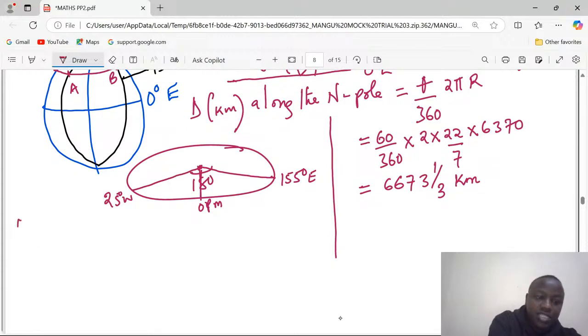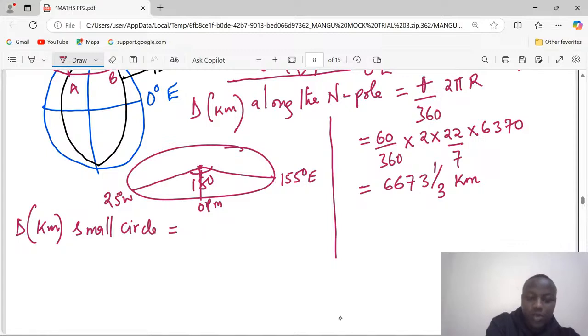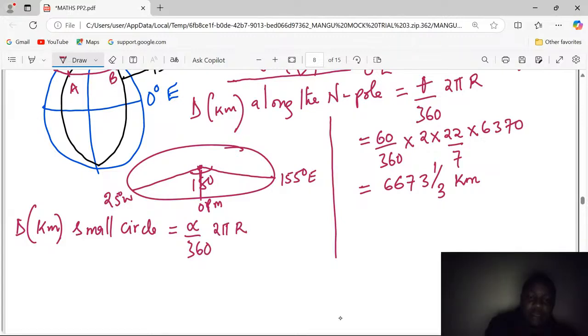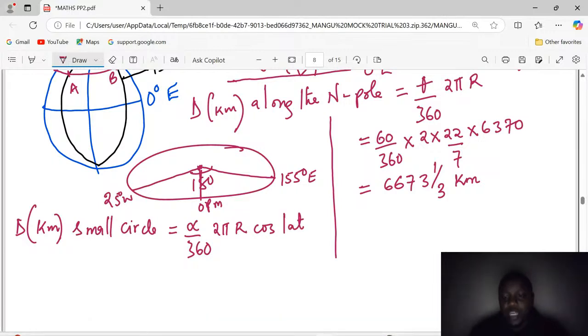So we'll say distance in kilometers along the parallel of latitude, or the small circle, is theta over 360. We can even use a different abbreviation for the angle, alpha over 360, times 2 pi r cosine of the latitude where the two places are lying. Cosine of the latitude.